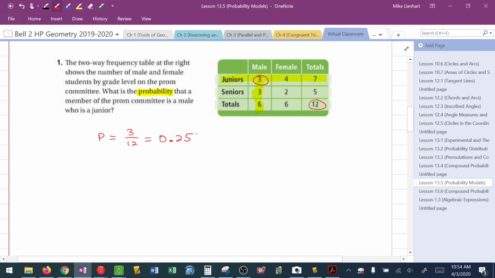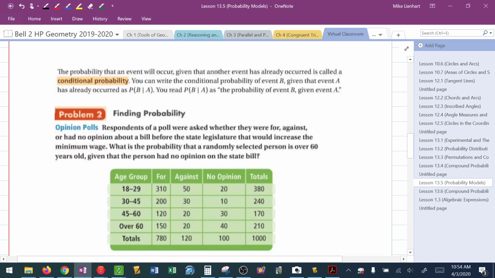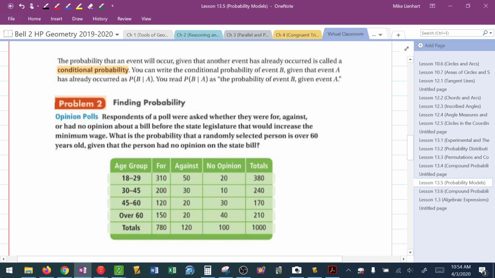Let's take a look at a second scenario here. It says the probability an event will occur given another event has already occurred is something that is called a conditional probability. It's based on some condition occurring. Typically the way that you're going to see this is it's going to be written as the probability of B given A. Notice again, the key word here is this word given.